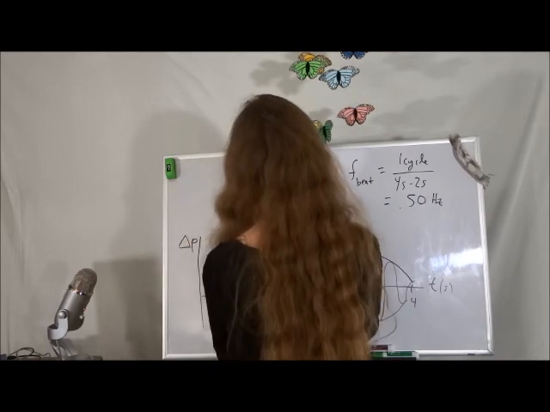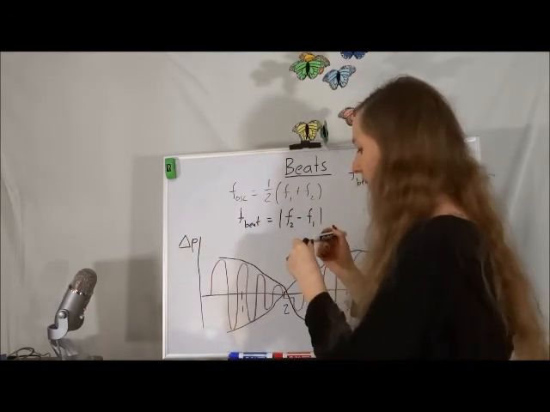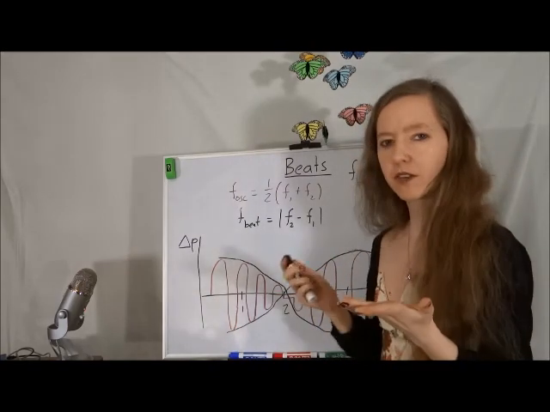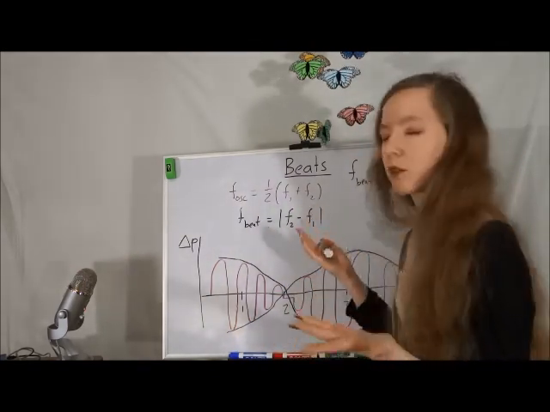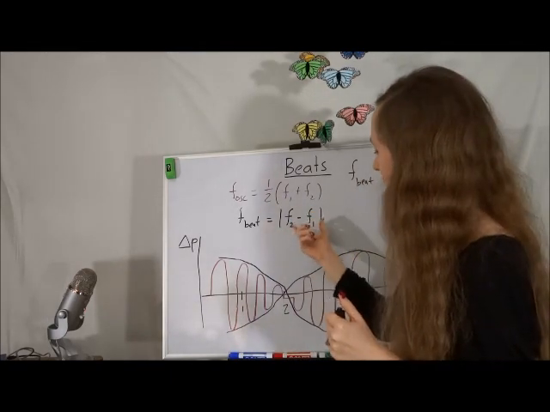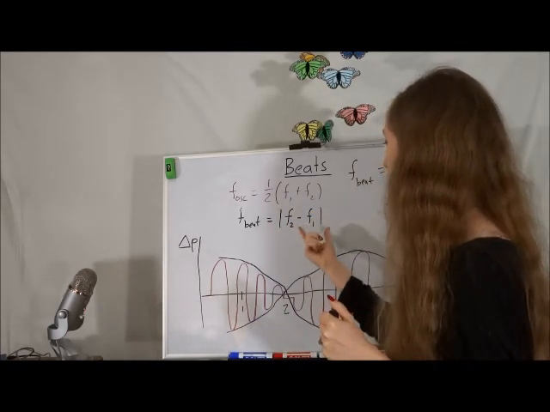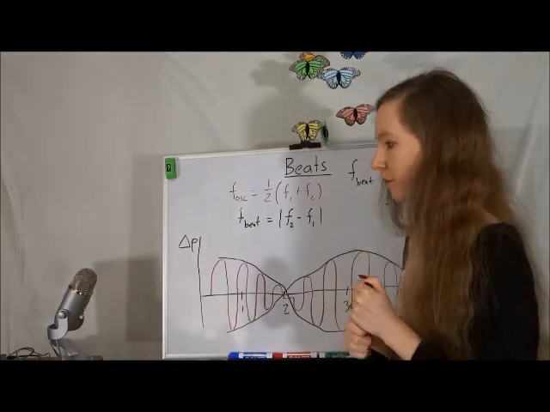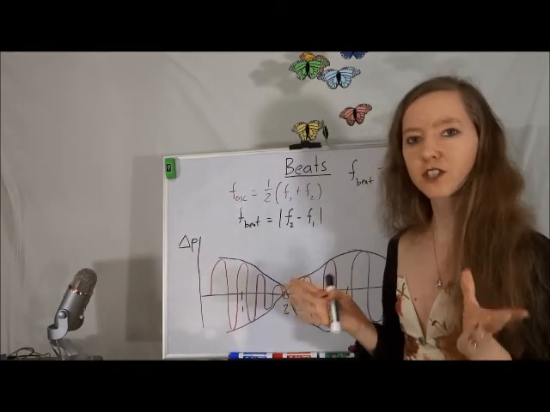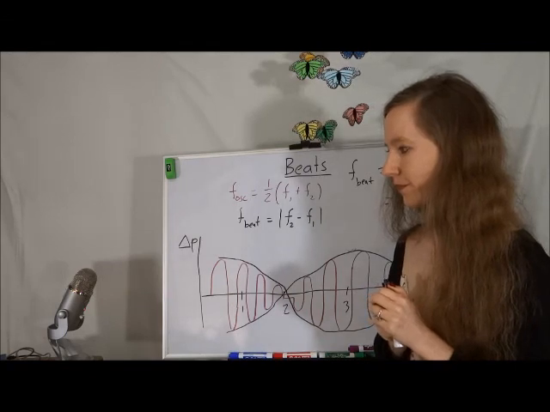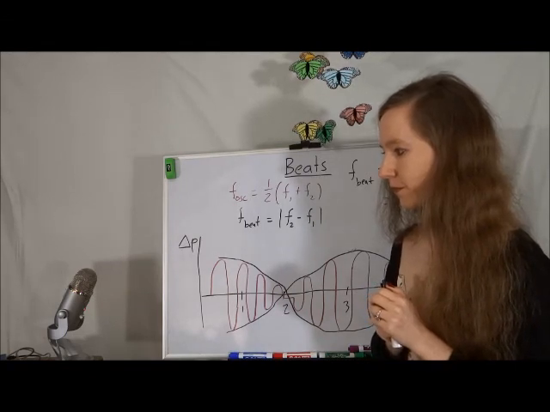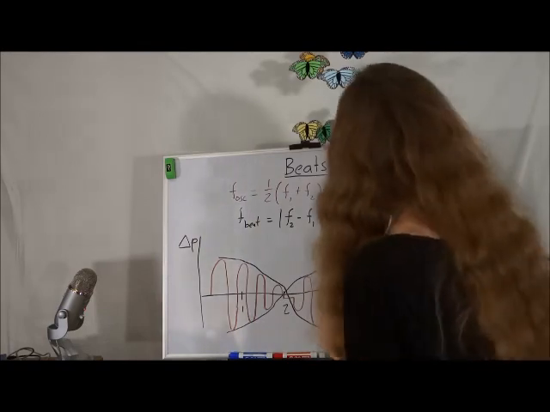So we take the absolute value sign, because if we were to get a negative sign out, it wouldn't have any physical meaning because it's arbitrary which one we call F1 and which one we call F2. So our beat frequency is just the absolute value of the difference between our two frequencies. Are there any questions on this so far? All right.